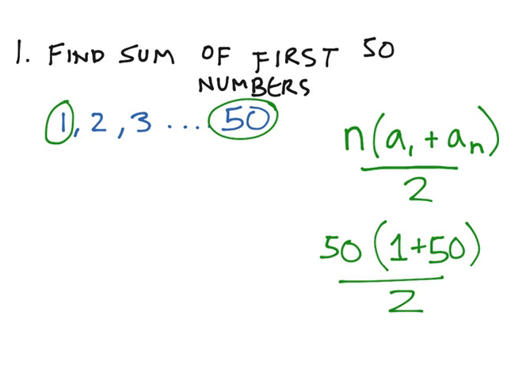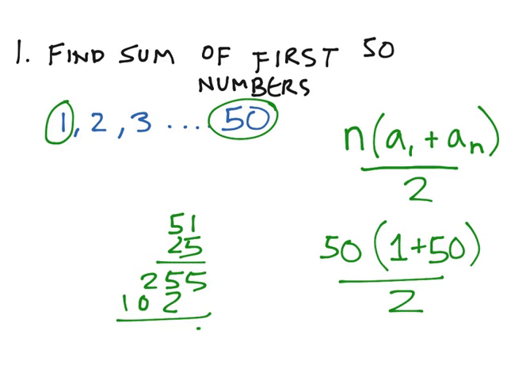So 50 over 2 times 51. That's 51 times 25. Calculate that out. And this is our answer. Pretty easy, right? Let's try something harder.